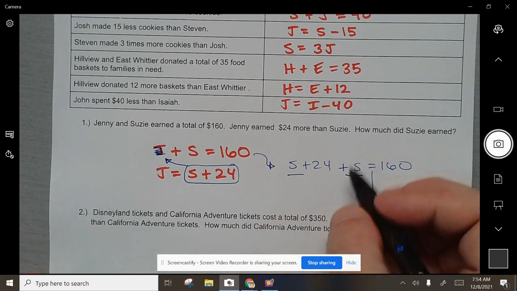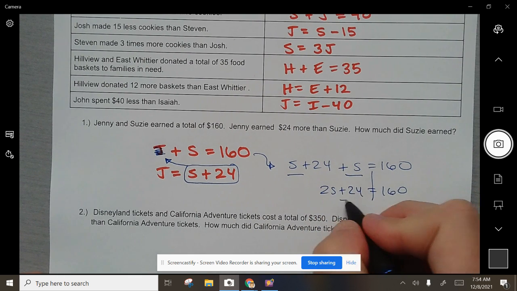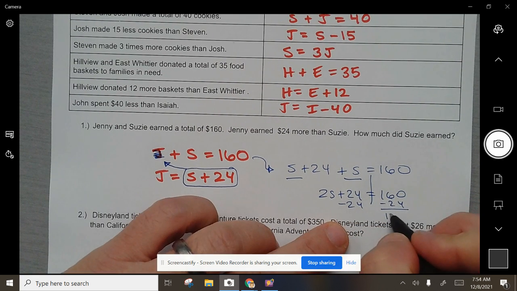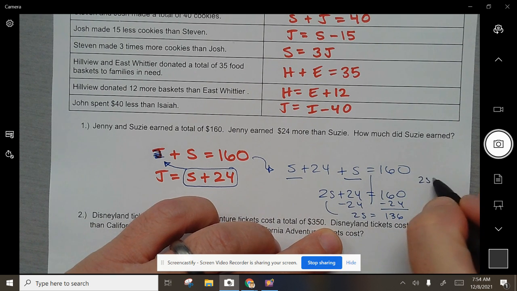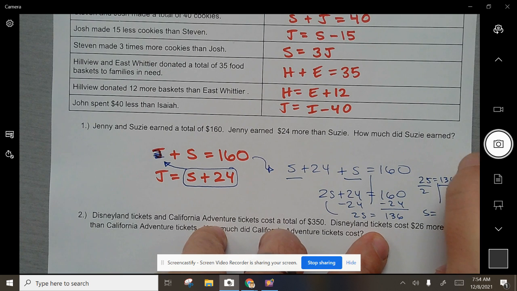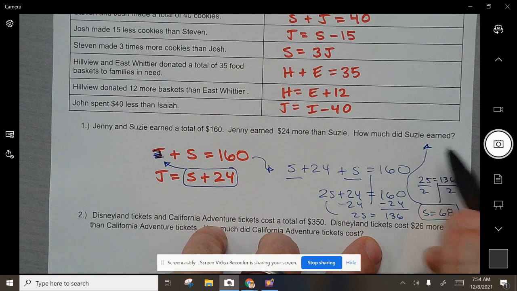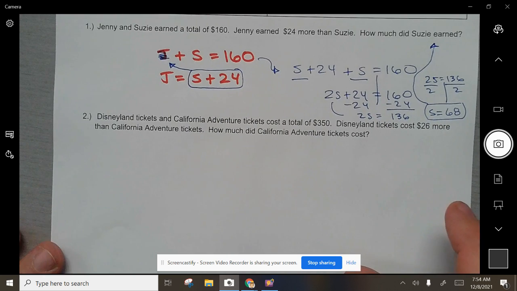2S plus 24 equals 160. Subtract 24. That's going to be 136. I know this may look intense, but you've been doing this all semester. You are fine. You can handle this. And this is 2 into 136, going to be 68. So how much did Susie earn? Susie equals 68. You can do this. All right, let's try the next one.